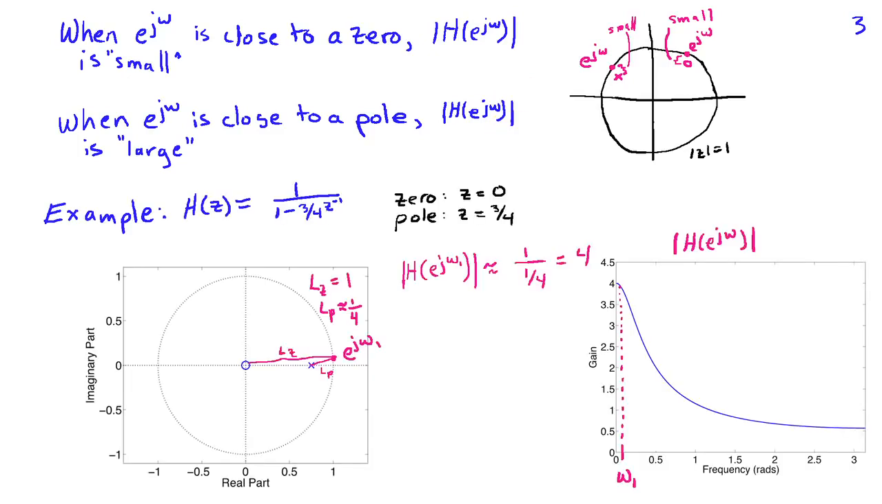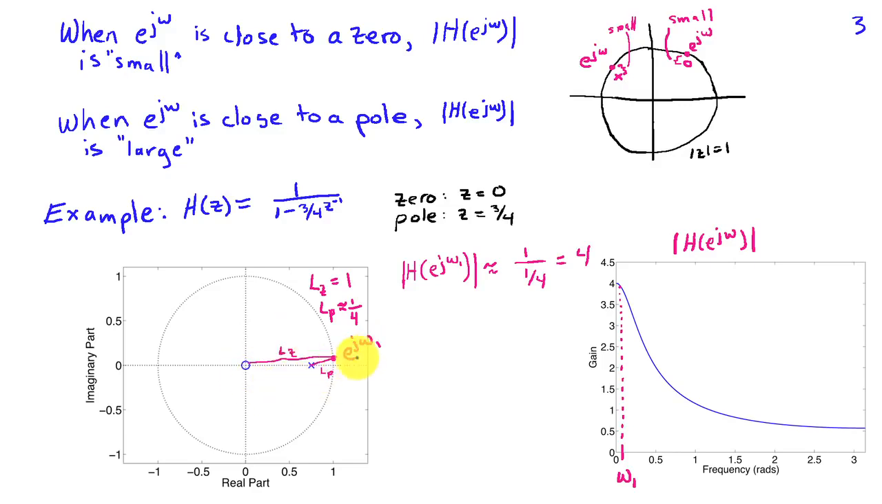So let's take an example where I have h of z as 1 minus 3/4 z inverse in the denominator and 1 in the numerator. So this particular system has a 0 at z equals 0 and a pole at z equals 3/4, as we've shown in the pole-zero plot on the bottom.